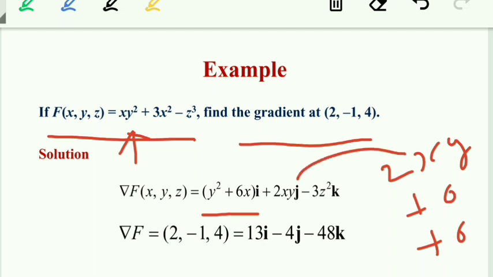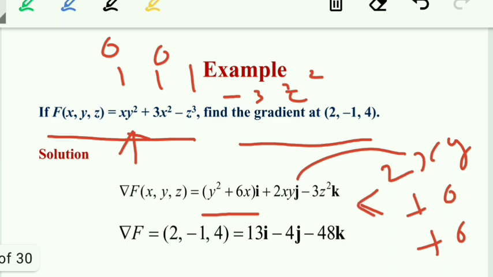Next I differentiate the same thing with respect to z. If I differentiate the first one, x y squared, with respect to z, I get 0. If I differentiate the second part with respect to z, again it is 0 because there is no z. Then the third part with respect to z gives minus 3 z square. So the gradient of f is y squared plus 6x i plus 2xy j minus 3 z square k.